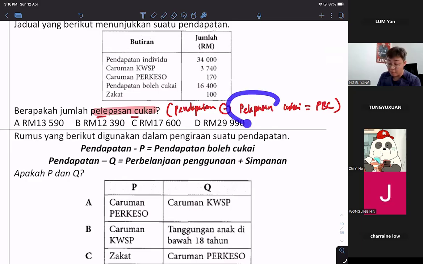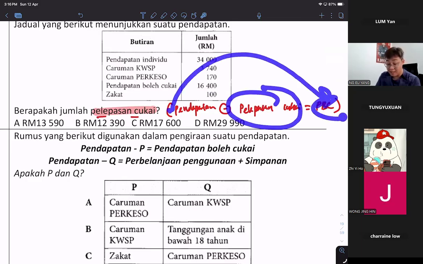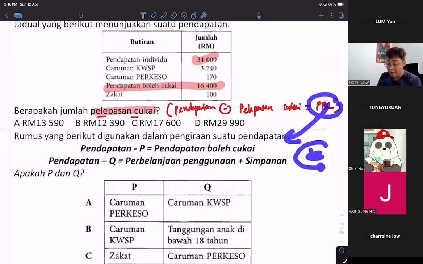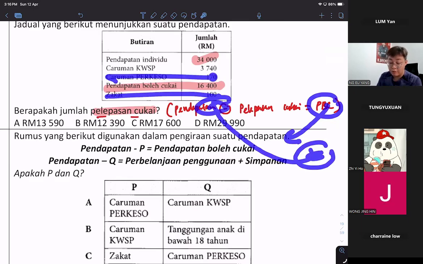So which means if they're asking for pelepasan cukai, use your pendapatan to minus PBC lah. So do we have any PBC here? So this PBC. So this is your pendapatan. Cadangan perkeso, cadangan KWSP, and zakat, this is your potongan wajib. So not relevant. Not relevant. Because these four come after you find out your pendapatan boleh cukai, so you just use your pendapatan boleh cukai to calculate your cukai yang dibayar. So after the amount of X for cukai yang perlu dibayar, you add on here. So cukai yang perlu dibayar is pendapatan cukai lah, plus the zakat, plus the cadangan perkeso and KWSP. This is your four potongan wajib.